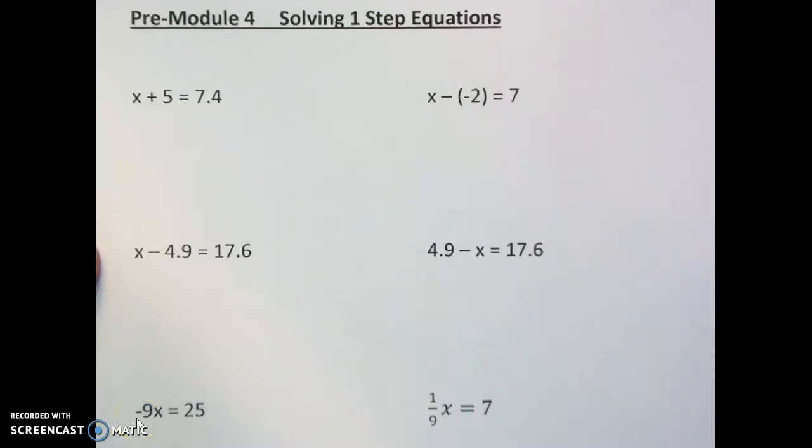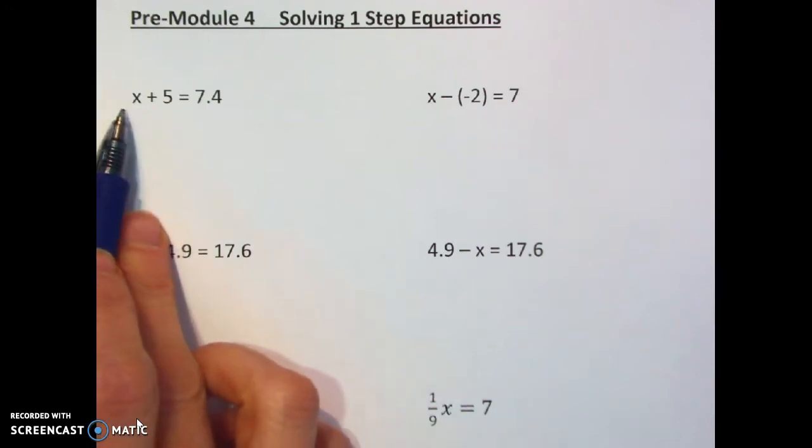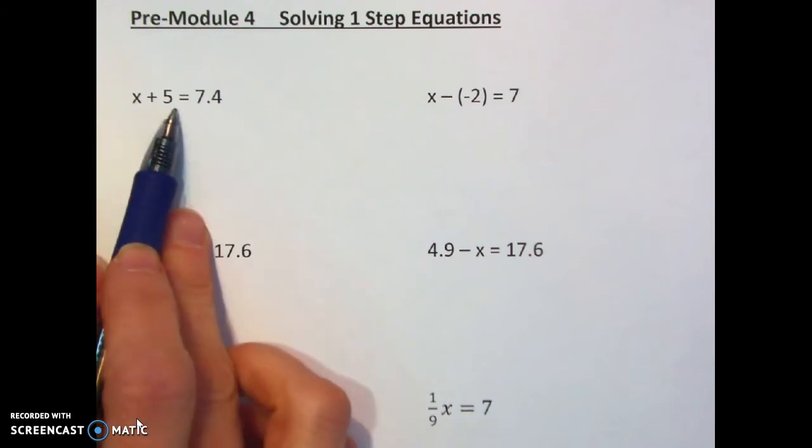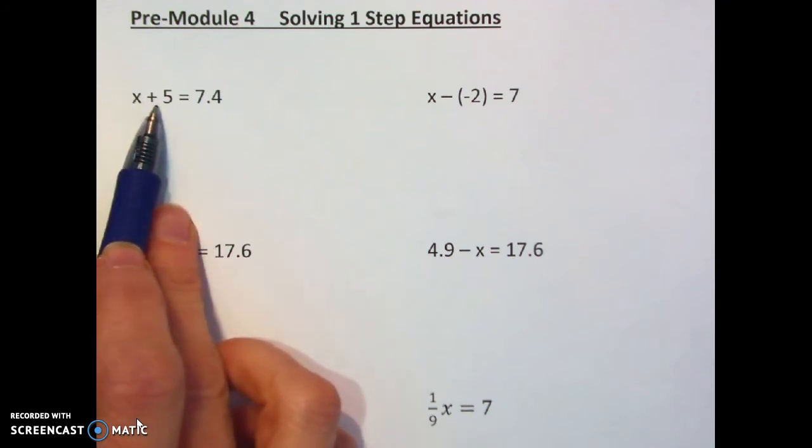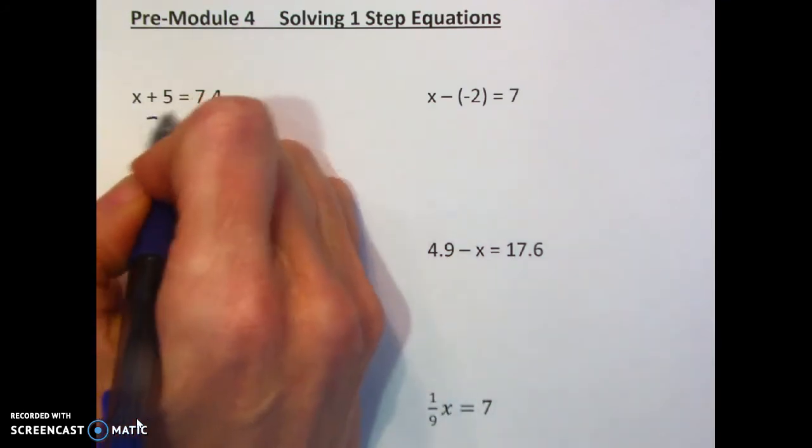Pre-Module 4, Solving One-Step Equations. There are a couple types of one-step equations that we're going to look at. The first one is an addition type problem. If we are trying to get x alone and we are adding 5 here, in order to get rid of the addition of 5, we're going to need to subtract 5.